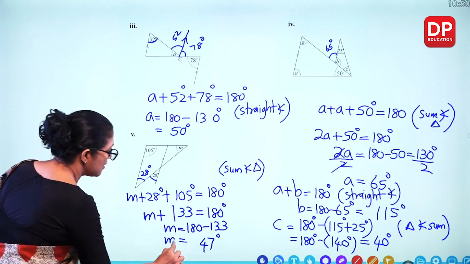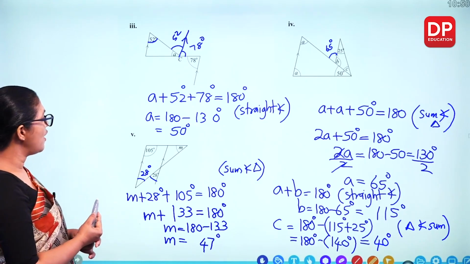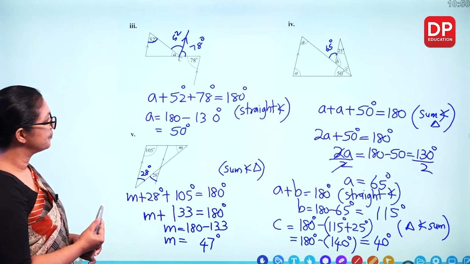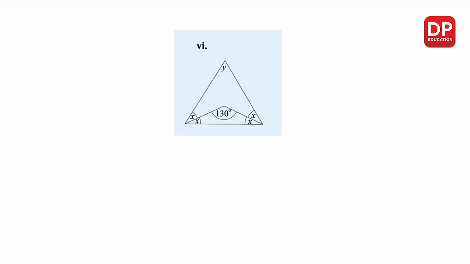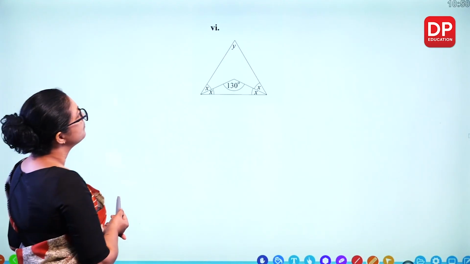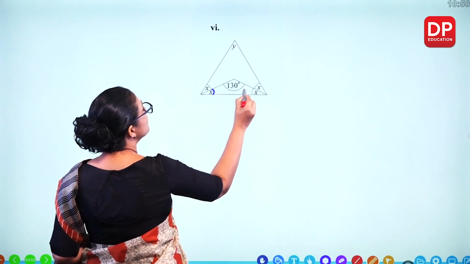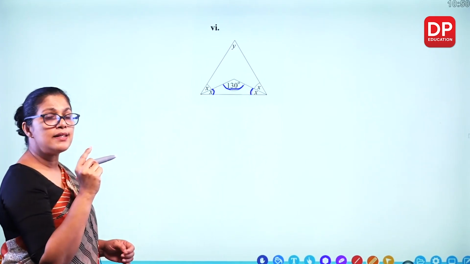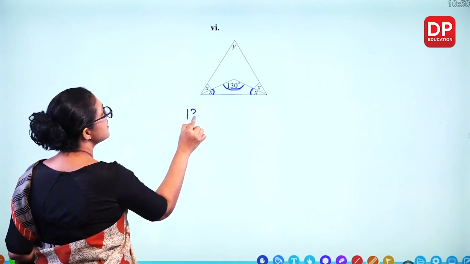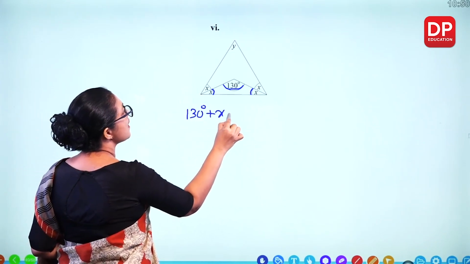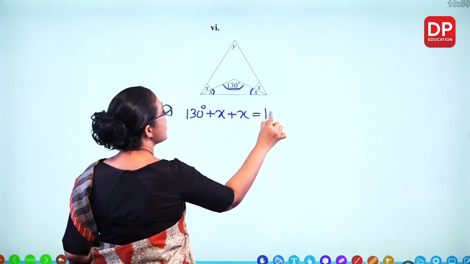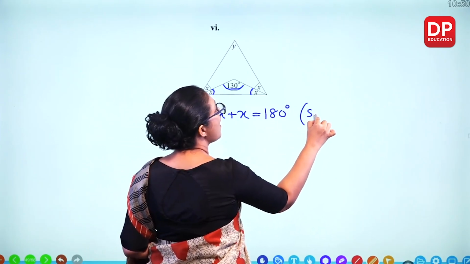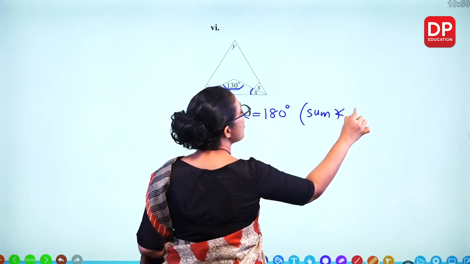47 degrees for M value. Look at this one. You are asked to find X and Y. These two. And this one is a sum of angles in a triangle. So 130 plus x is equal to 180, sum of angles in a triangle.